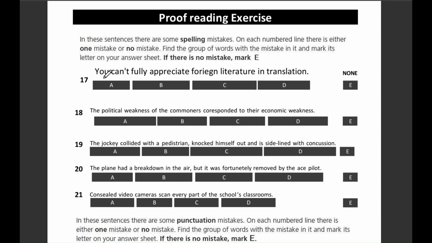The sentence is, you can't fully appreciate foreign literature in translation. We have options A, B, C, D, and E, with no mistake. The answer here is option C. The reason is that the word foreign is misspelled. It should be spelled foreign with an R before the E, like this, F-O-R-E-I-G-N. Moving on to question 18.